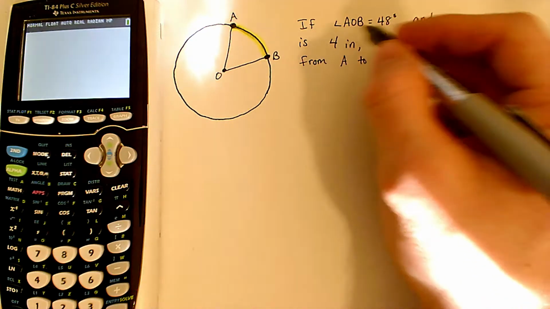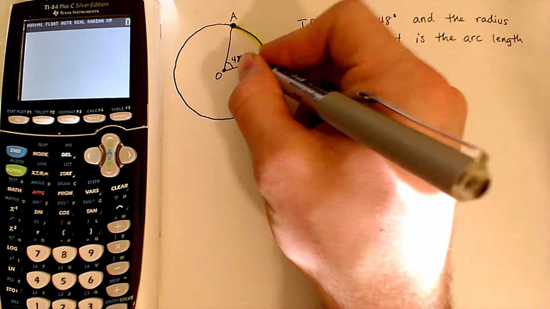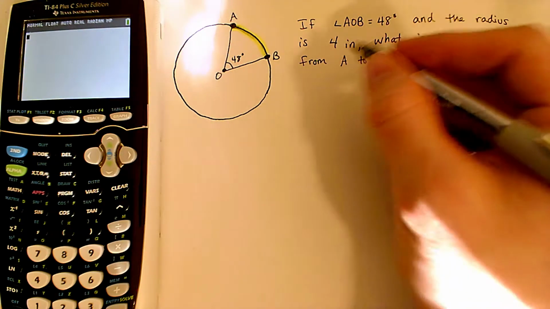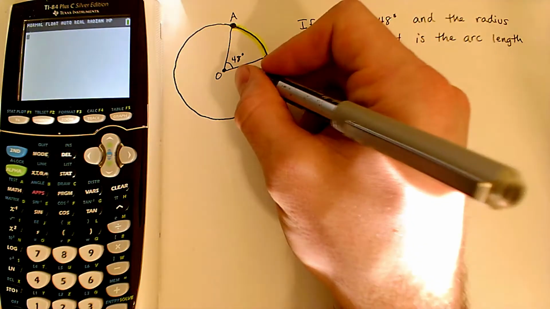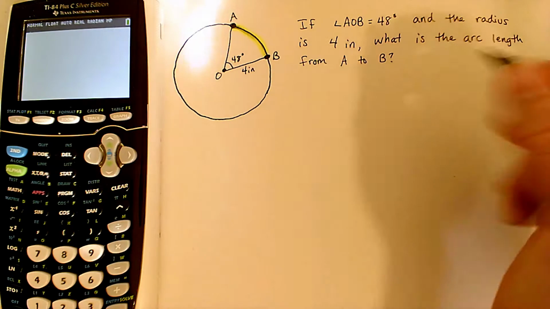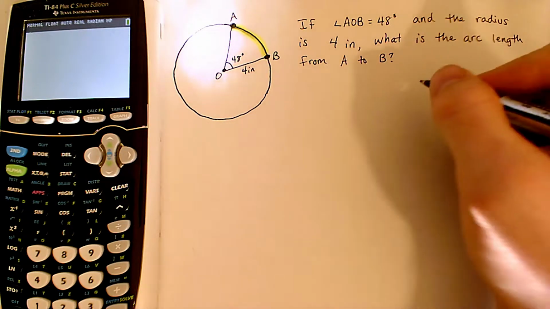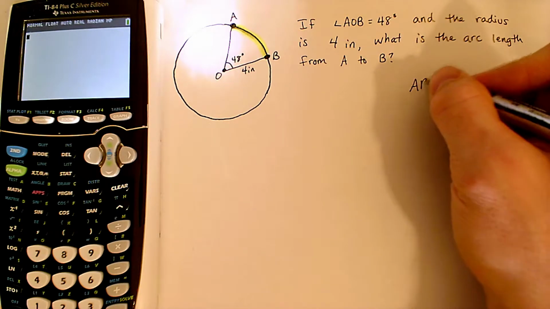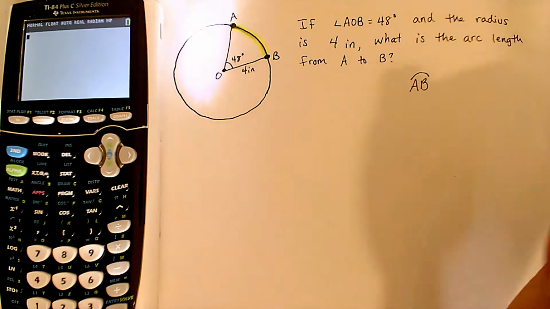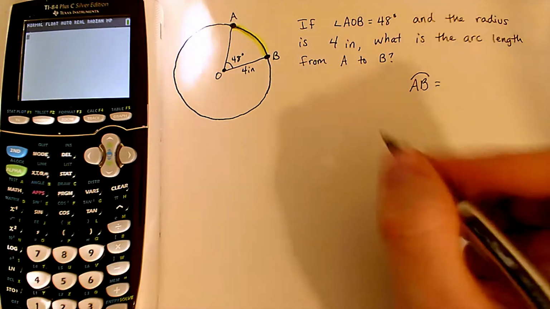It says here if AOB is 48 degrees, that's this angle right here, and the radius is 4 inches, that could be OB or it could be OA, is 4 inches. What's the arc length from A to B? And this is typically written, and this is something you're going to have to get familiar with, as arc length AB, like this. You'll see that a lot. So we're finding this here.